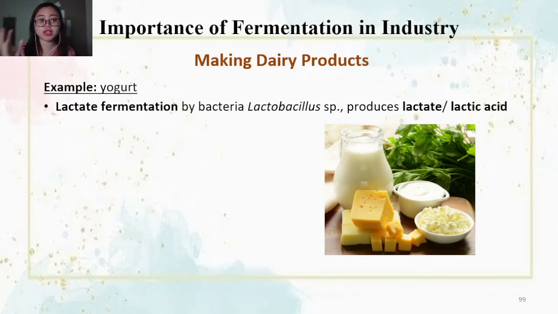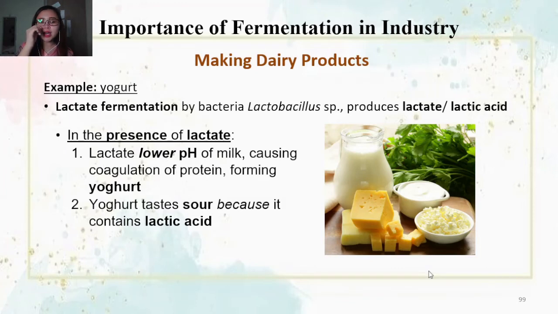As I've stated before, it's what we need to produce yogurt. So if we take the example of yogurt, yogurt is lactate fermentation by a bacteria called Lactobacillus species. Lactobacillus species produces lactate or lactic acid. Kalau kita ada bakteria ini dalam susu, dia akan buat lactate fermentation. Bakteria itu duduk dalam susu, dia buat dia punya respiration, dia hasilkan lactic acid. Bila lactic acid berada dalam susu, dia akan kurangkan pH susu. It will lower the pH of the milk that it's sitting in.